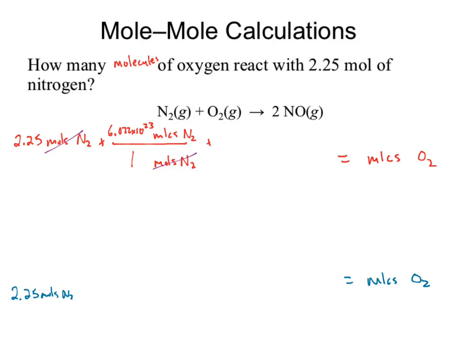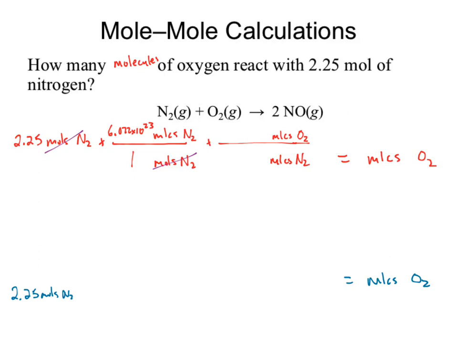Is molecules of N2 what I want for an answer? No, so it needs to cancel. I place that in the denominator. What do I want in the numerator? Molecules of O2. Now the only unit that is changing here is the substance. Where do I find the conversion factor for a substance conversion? Not the formula.